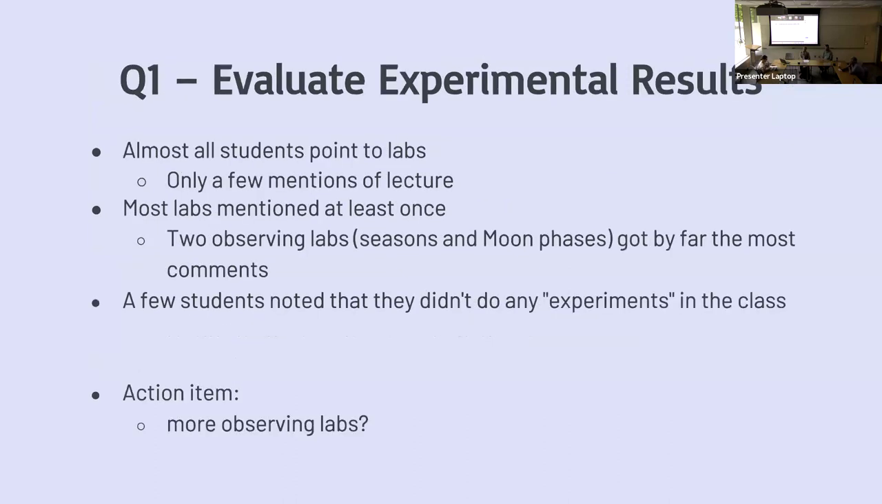So for the evaluate experimental results, when I went through that, basically everybody points to a lab. There's only a couple of mentions across the 3 semesters of anything in lecture, which is kind of to be expected because this is a lab class experiment. It makes sense that students would put those together. Most of the labs that the students have done were mentioned at least once, but in a lot of cases they were only mentioned once. Two of the labs, one about observing seasonal changes and one about moon phases, which I'll talk about on the next 2 slides, got a ton of mentions.